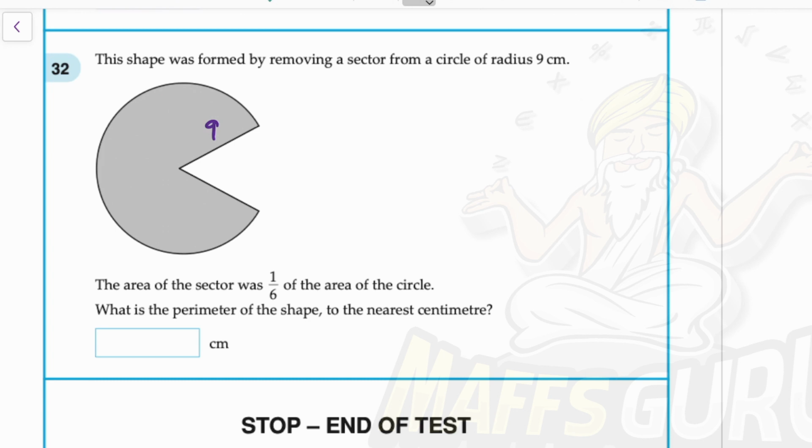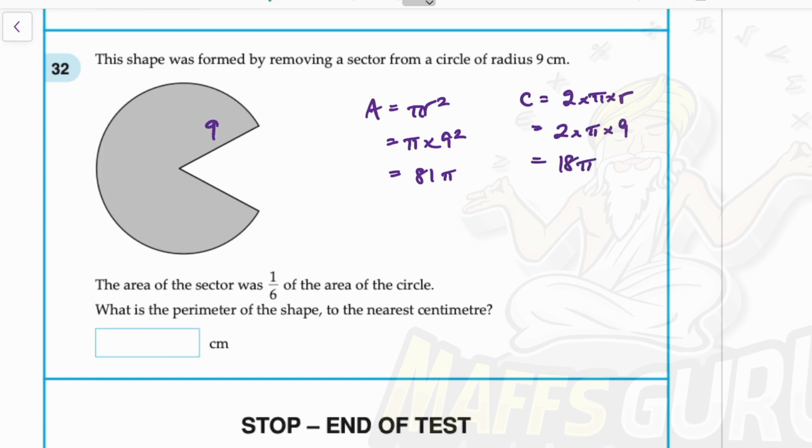Okay, so what do we know? The area of a circle is given by pi r squared, which is pi times 9 squared, which is 81 pi. That's the whole circle. Is that going to help me in any way? Let's see what else we can do. The circumference of that whole circle is 2 times pi times the radius, which is 2 times pi times 9, which is 18 pi.